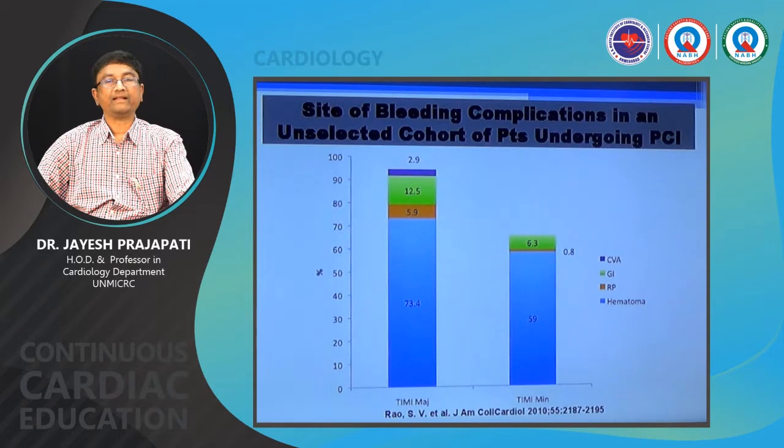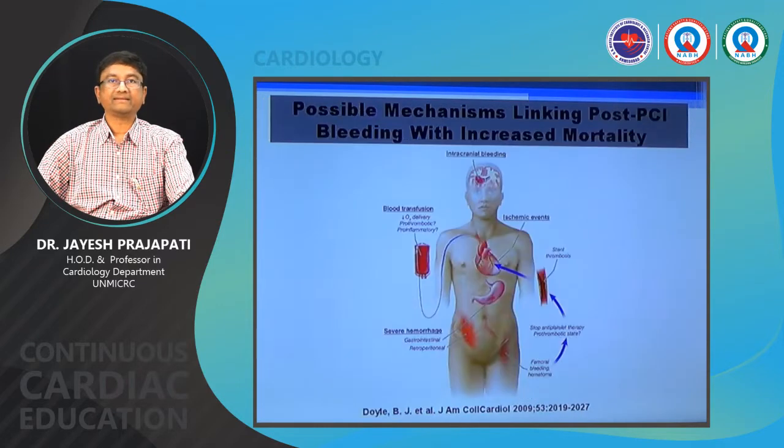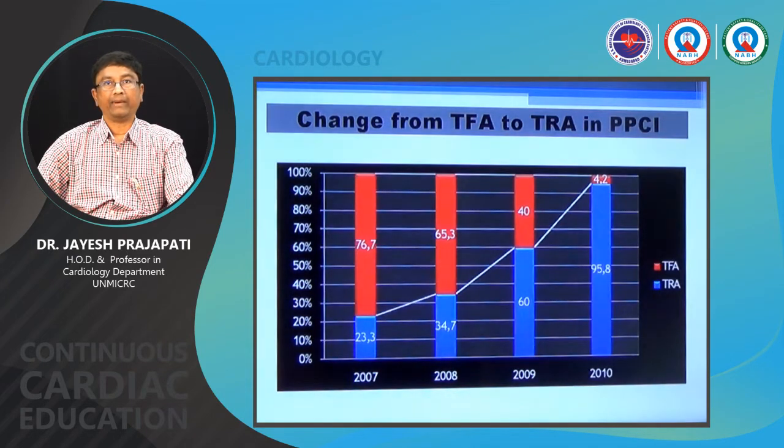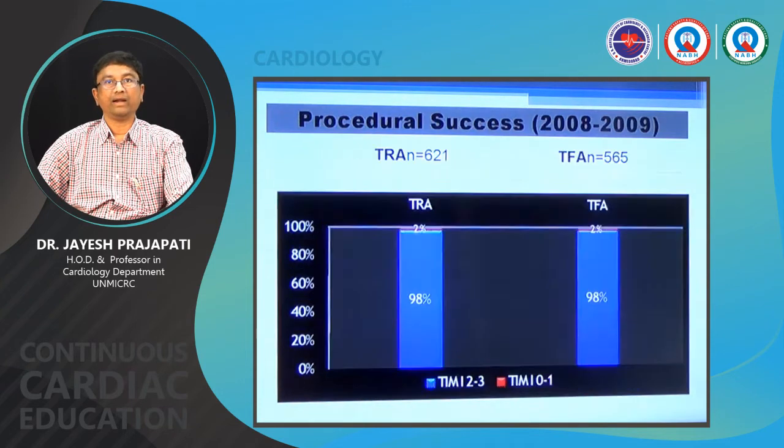Nowadays most of the studies show that bleeding risk is very low, and any blood transfusion carries a risk of thrombosis and future events. So if you want to avoid bleeding and transfusion, then radial is always the best one. That we should keep in mind. So nowadays the world is moving from femoral to radial.